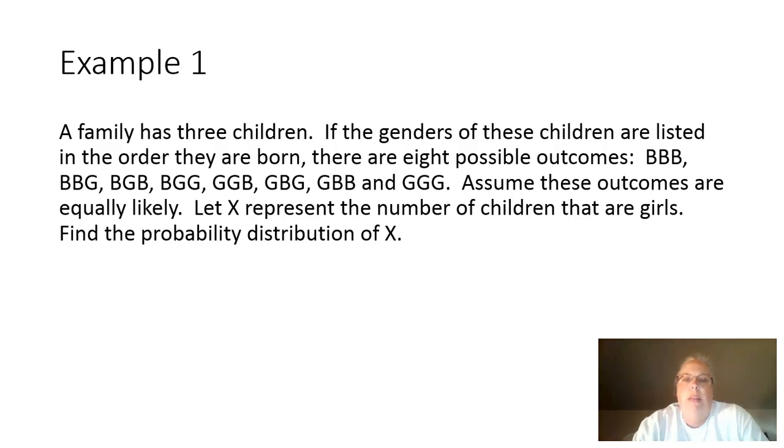Let X represent the number of children that are girls. Find the probability distribution of X. Okay, so if X stands for the number of girls, then our options are there can be no girls in the family, there can be 1 girl in the family, there can be 2 girls in the family, or there could be 3 girls in the family.